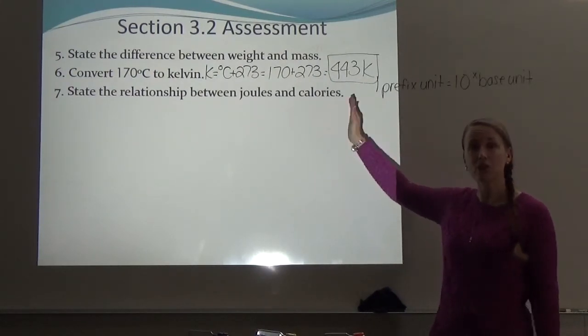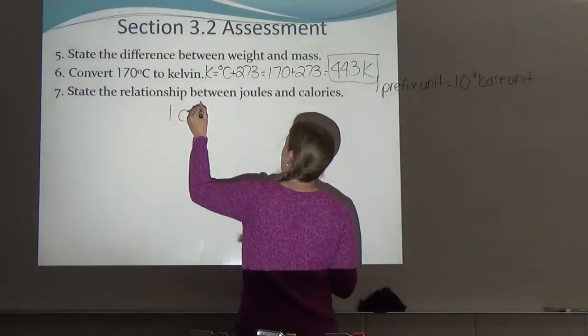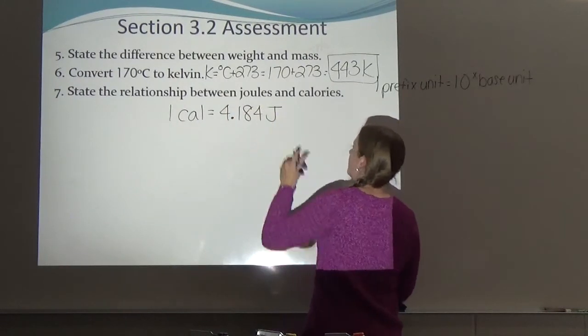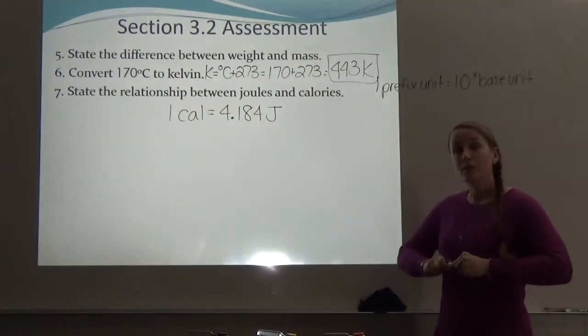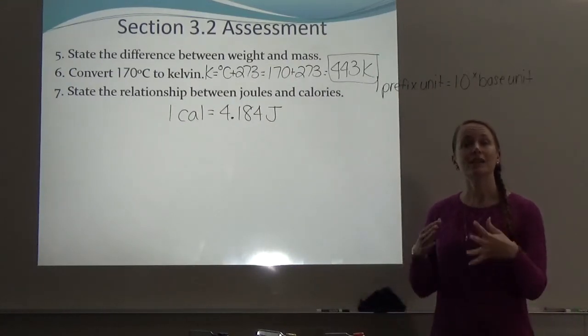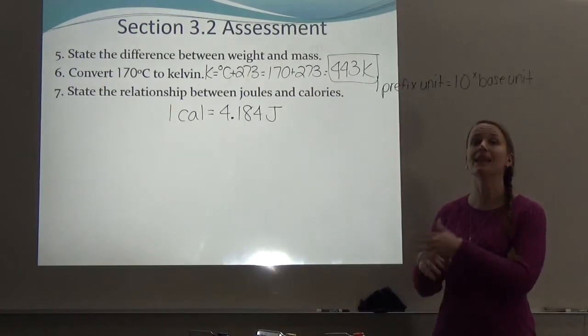So I gave you that conversion factor at the very end of this section, and it is 1 calorie equals 4.184 joules. All right, before you move on to the section 3 lesson videos, please, please, please make sure you understand how to use that SI prefixes sheet because that will make section 3 a lot easier.